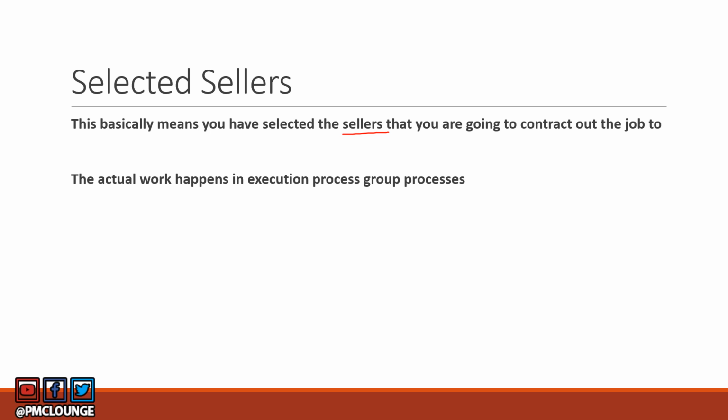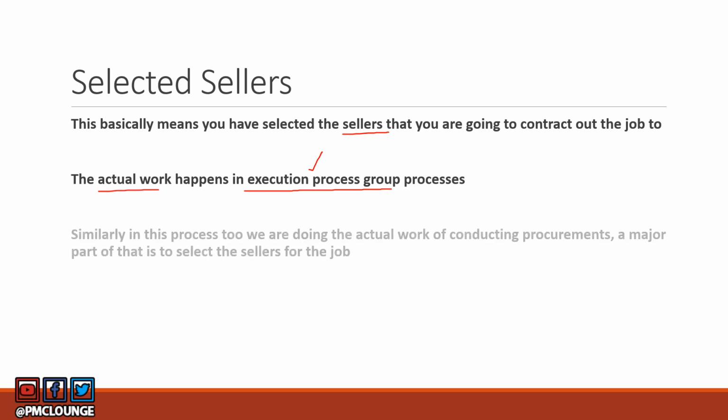Like we have seen, conduct procurements is a process in the executing process group, and the processes in this process group are the place where the actual work happens. That is why in this process, the actual work of conducting procurement, selecting a seller, which is a major part of conducting procurement, is selecting the sellers for the job. So you are doing the actual work with the help of this output, that is selecting the sellers you're going to contract out the job to.